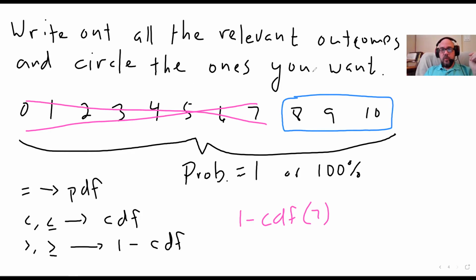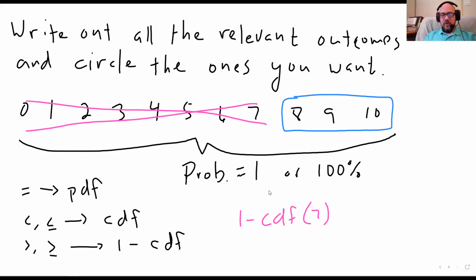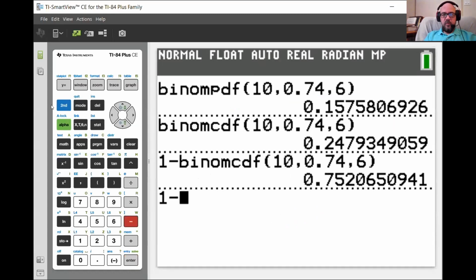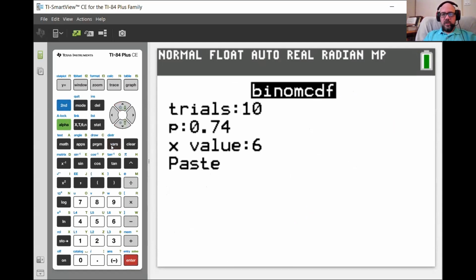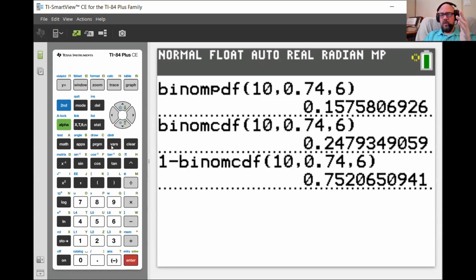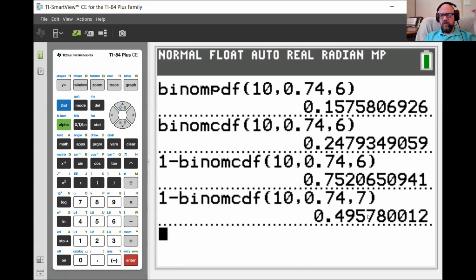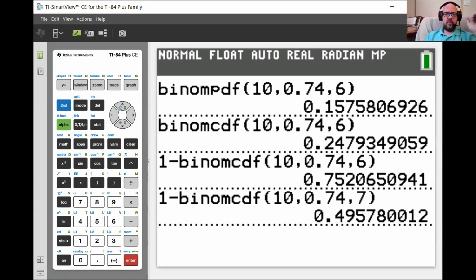So let's go to the calculator. Where's my mouse pointer? There it is. Let's go to the calculator. So I want to do 1 minus binomial CDF, same number of trials and probability of success, but I'm trying to do 1 minus CDF of 7 because I want to throw away 0 through 7, leaving 8 through 10. And we get 49.58% chance that you will make 8, 9, or 10 free throws. 49.58. Okay, let's go put that down.